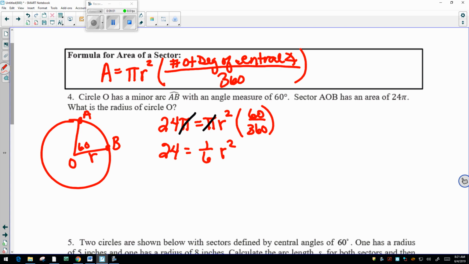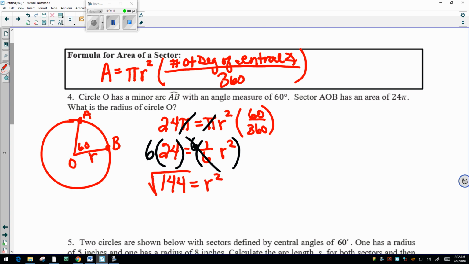And I'm trying to get that r squared by itself. So I'm going to multiply again by the reciprocal. Multiply each side then by 6. So that's going to give us 144 is equal to r squared. And if I want to find r, I'm going to square root each side. And we're going to find r is 12. Keep in mind you always get a positive and a negative answer, but again, I'm looking for a distance, so I'm only going to keep that positive answer of r.